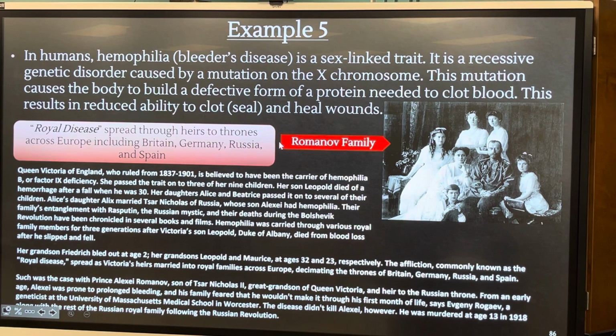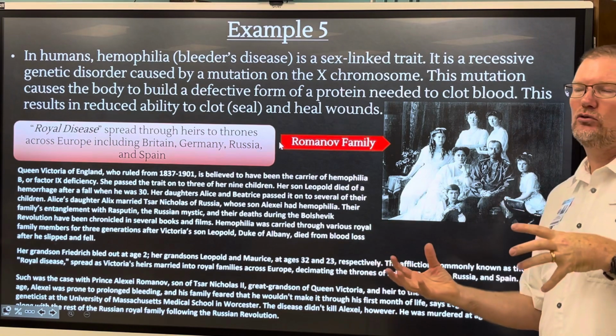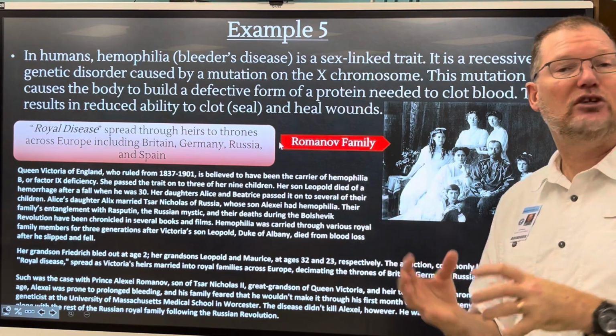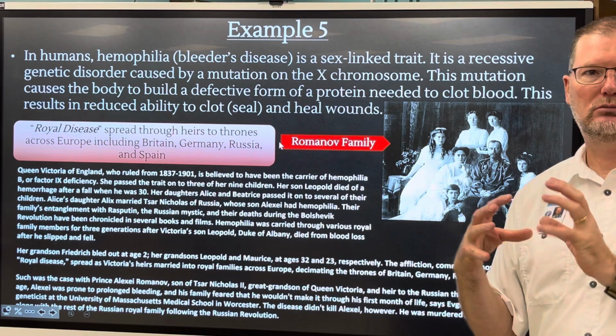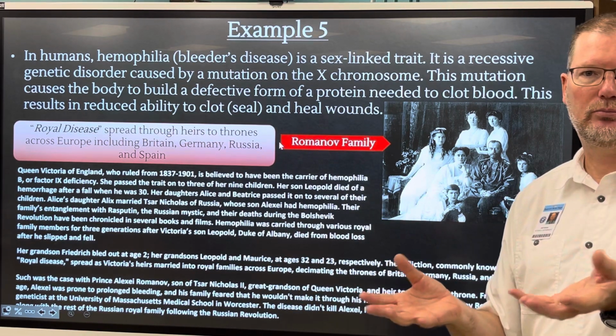Alice's daughter, Alex, married Tsar Nicholas of Russia. Oftentimes they would do that to solidify relationships. They would have children of different countries marry, okay?